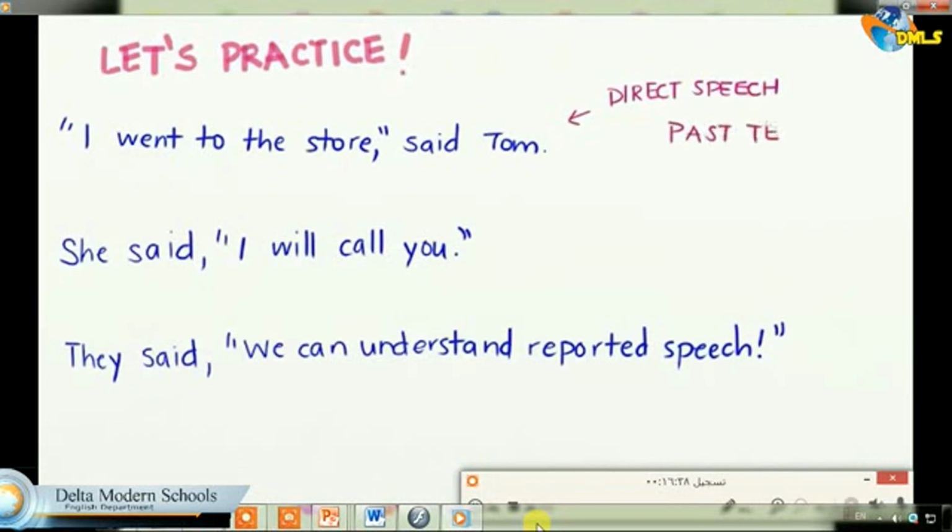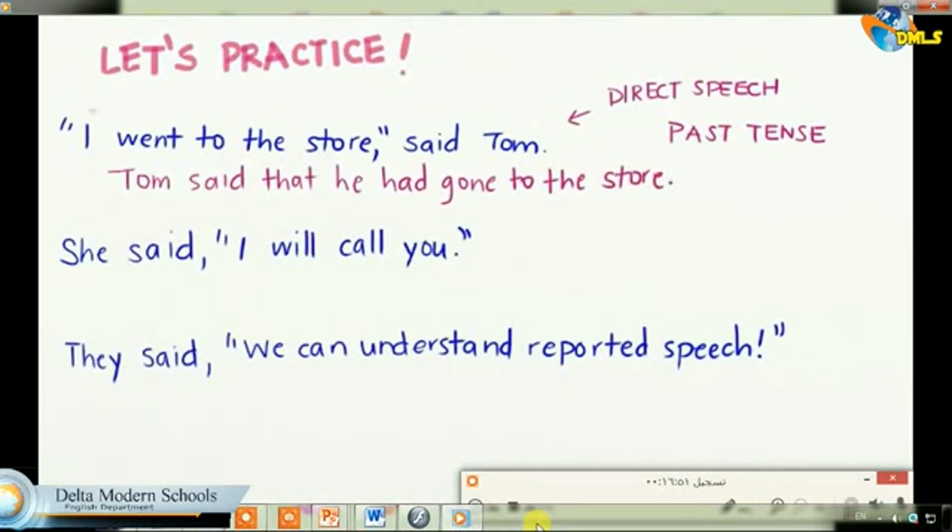This is also in the past tense, so when we change it to reported speech, we must use the past perfect tense. Tom said that he had gone to the store. Notice that I changes to he and went changes to had gone.